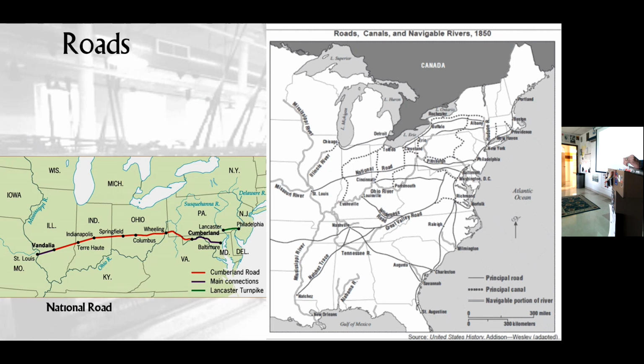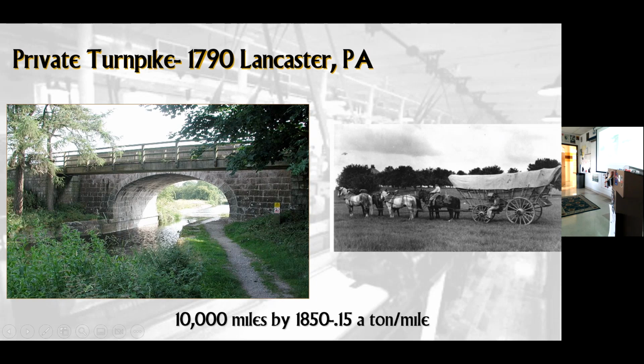And roads are really expensive. That's why Clay wanted the US government to pay for roads like this. But the Bonus Bill was vetoed. I told you about that yesterday. So there would be a few private turnpikes. A turnpike's a toll road. Lancaster, Pennsylvania, outside of Philadelphia, would be one of the first private roads.